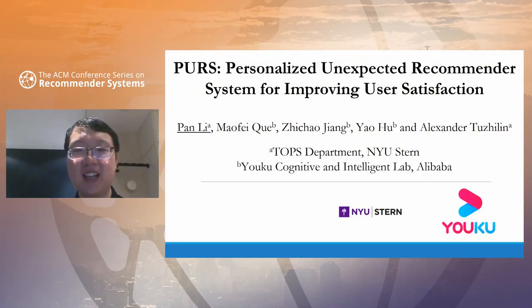Hi, everybody. Welcome to this presentation. I'm Pan Li, a fourth-year PhD student at New York University's Stern School of Business. This is joint work between New York University and Alibaba. In the next 10 minutes, I'm going to present a novel recommender system that incorporates the idea of unexpectedness. So what is unexpectedness and why do we need it?